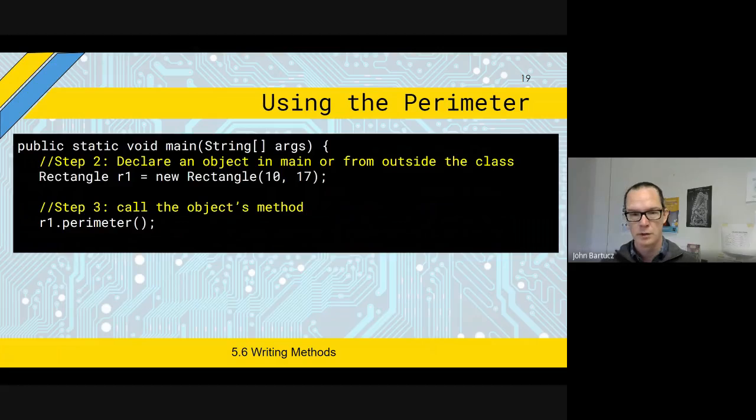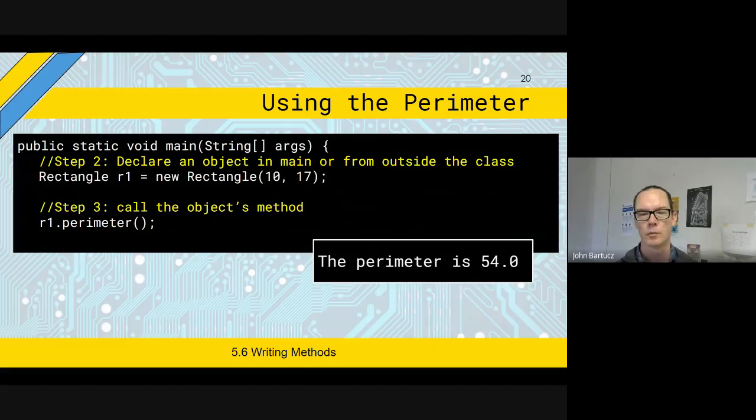So say this is our main method. You're going to create a new rectangle object with a length and a width. And then you have to say R1 dot perimeter. You have to call the perimeter method on that object you just created. You can't just call perimeter because it won't know where to get the values from. So twice 10 plus twice 17 is 54.